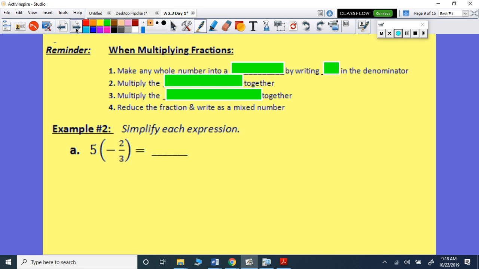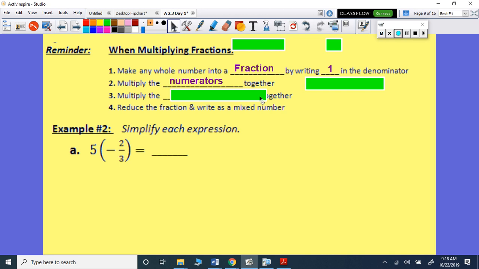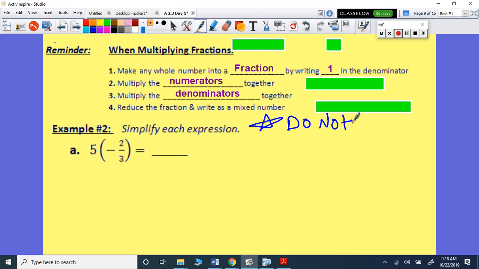When we multiply fractions, the same number rules come into play. But if it's a whole number, you need to put it over 1. Then you're going to multiply the tops, or the numerators, and then the denominators. You do not need a common denominator. So that hard work is not going to happen here. You just need your multiplication chart.